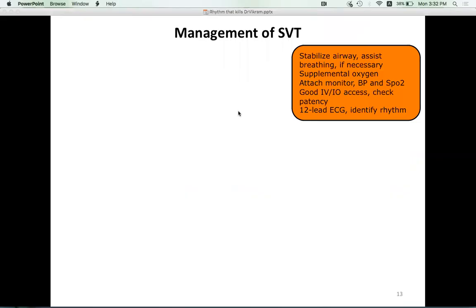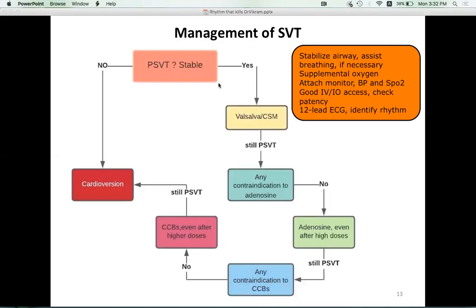How do we manage a case of supraventricular tachycardia? We always, like we do in any case of emergency, have to stabilize the patient first. We have to take care of airway, breathing, and circulation. And then we see if the patient is hemodynamically compromised or not, whether the patient is stable or not. If the patient is stable, we can try Valsalva maneuver first or a carotid sinus massage.